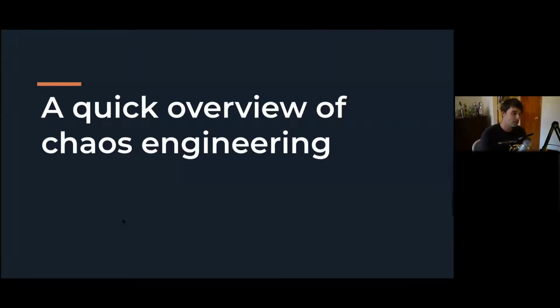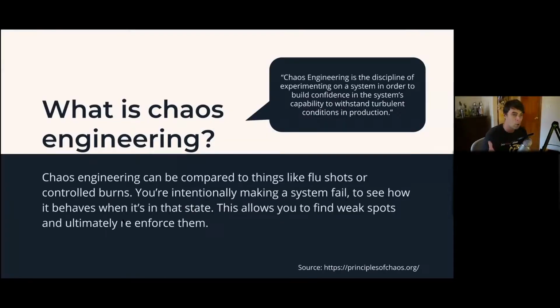So, a quick overview of chaos engineering. We're going to start off with a quote. This comes directly from principlesofchaos.org. It says, chaos engineering is the discipline of experimenting on a system in order to build confidence in the system's capability to withstand turbulent conditions in production.